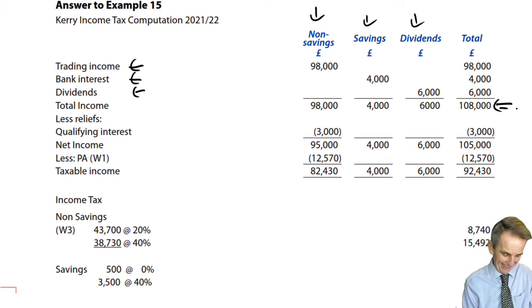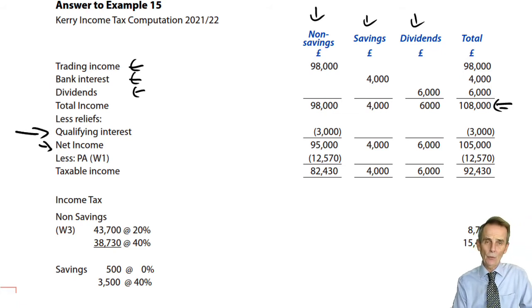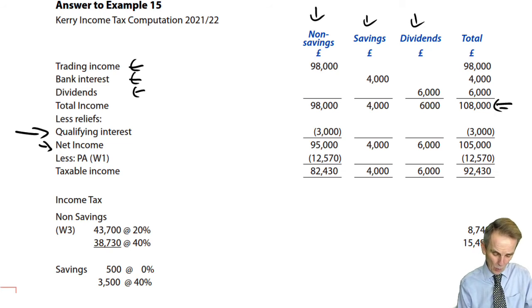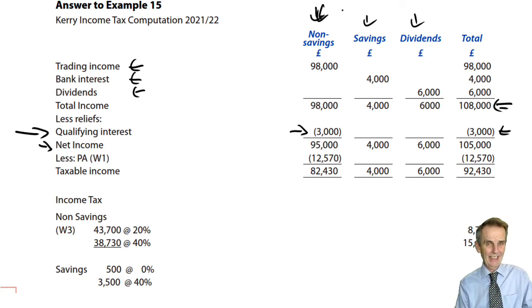To get to net income, we deduct any qualifying loan interest payments, and the one that we have here, contributing towards putting capital into a partnership of which you're a partner, was therefore a qualifying loan interest payment. We reduce not just your total but, in order, firstly non-savings income. Any of the deductions, be it personal allowance, as we'll see in a moment, or qualifying interest, we will be deducting firstly from non-savings income.